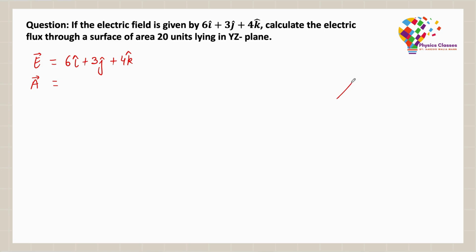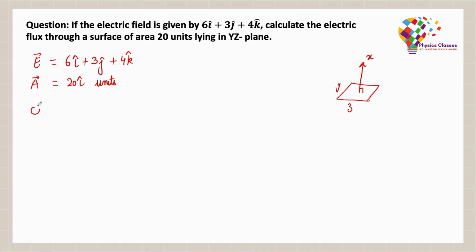So look, if this is the YZ plane, let's say that this side is the Y and this is Z, then the vector that would be normal to both Y and Z would be along the X, because our area vector is always an outward drawn normal. So obviously if this direction is Y, this is Z, so this has to be X. So my area vector would be along the i cap. So it is 20 i cap, whatever units they are talking about, let it be the same.